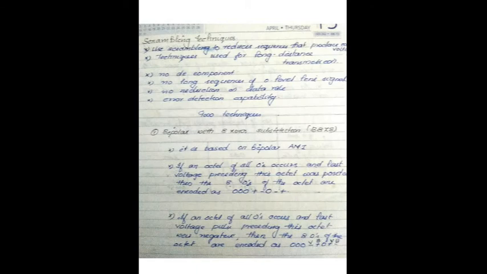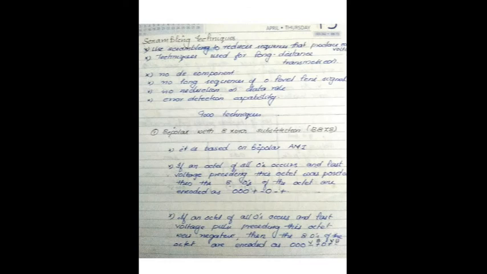Next one is the scrambling techniques. Here you have studied the line encoding techniques, unipolar, bipolar, and so on. Scrambling techniques are used for long distance transmission. That means the other ones you have studied are all used for short distance transmissions, whereas here it is used for long distance transmission.